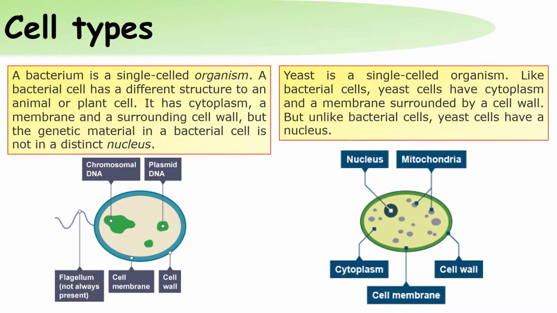Yeast is a single-celled organism. Like bacterial cells, yeast have cytoplasm and a membrane surrounded by a cell wall, but unlike bacterial cells, yeast has a nucleus. Yeast cells also have the other main organelles such as mitochondria.